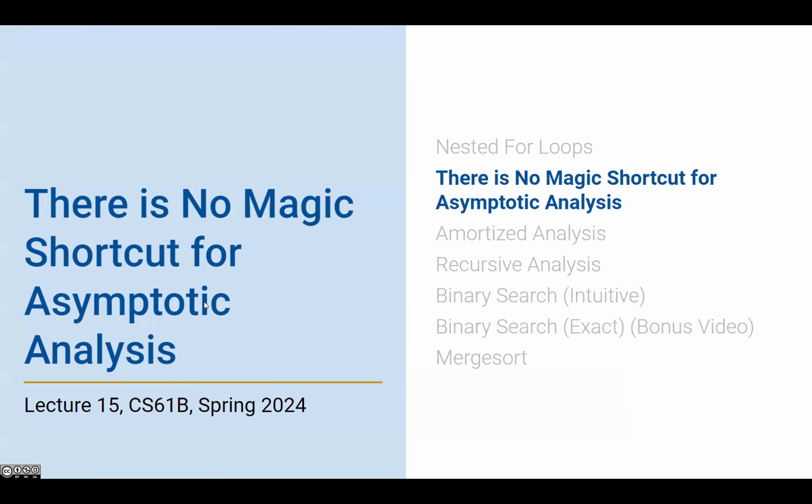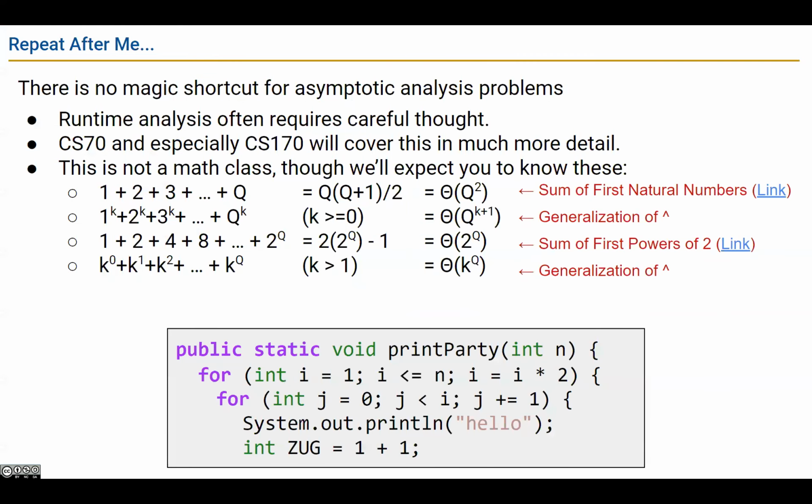All right, everyone say this with me. There is no magic shortcut for asymptotic analysis. There is no magic shortcut. Every semester we get some students who ask, is there a general idea when things are theta of n or theta of n log n? There is no magic shortcut. We don't have an easy way of saying whether a function is theta n or theta n log n, except through the direct mathematical analysis.